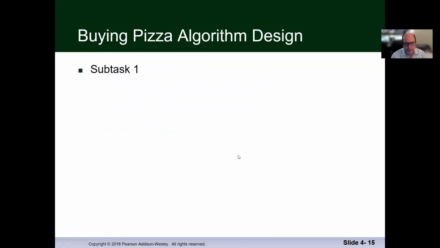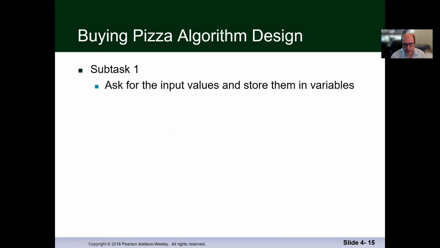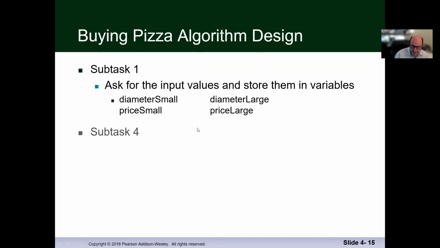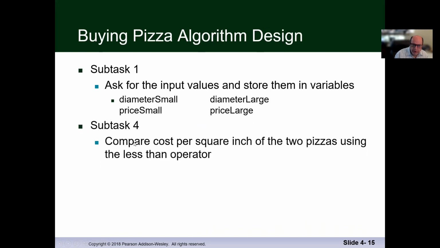Okay, so first thing first, we need to ask the user for the input. We talked about what we need for the input from the user. We need the diameter for large, price for large, diameter for a small, price for a small pizza. Number 4 is going to compare the cost per square inch for each one of these to see which one is better, to basically calculate which one is better. And then we're going to do the output. We're going to give the result to the user.